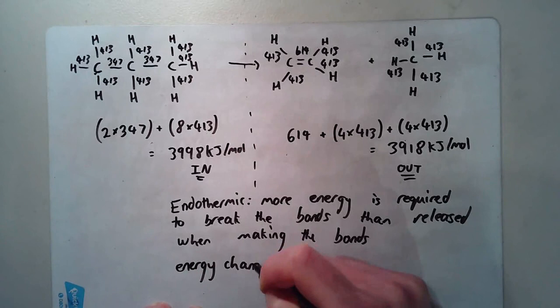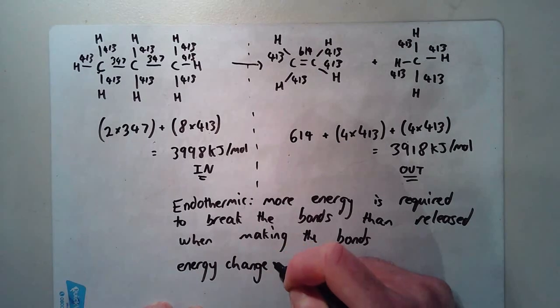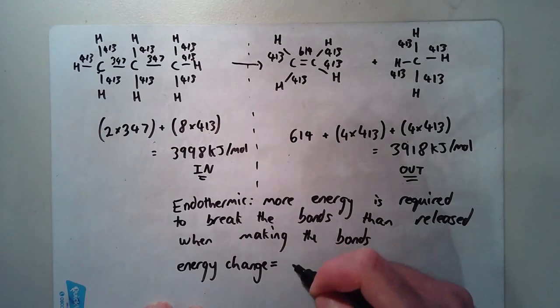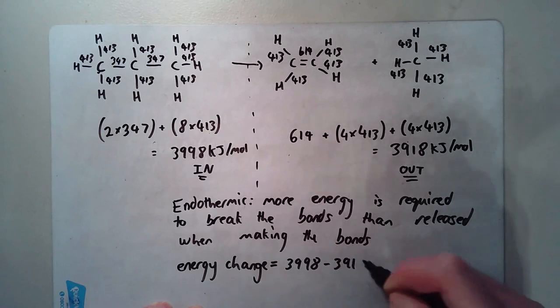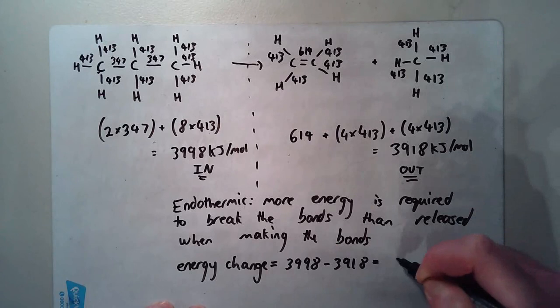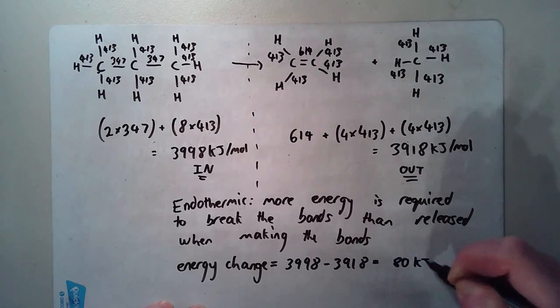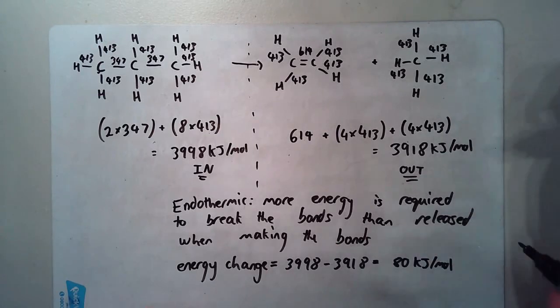The energy change, or the energy difference, is going to be 3998 take away 3918, and that will just give me 80 kilojoules per mole. And there you have an endothermic calculation.